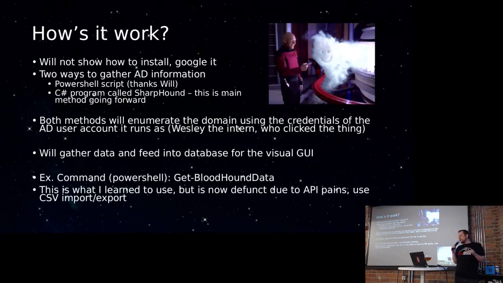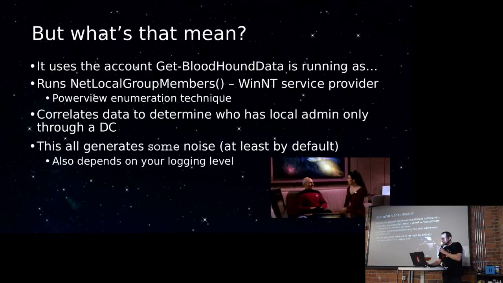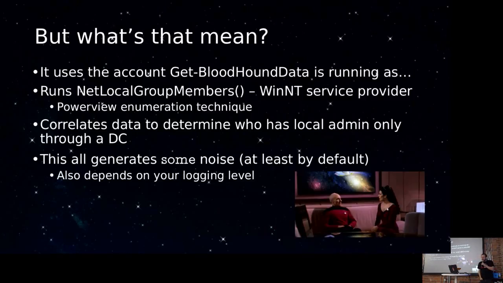There are some options that are now defunct, but they still kind of work, where you can actually run the command and directly feed it into the database, or you can just run the defaults and it will export out to a CSV, and then you can open up Bloodhound and import that CSV into the database. And that is the current recommended method. It's as easy as you can see, you have the example command in PowerShell, Get-BloodHoundData. That'll just run the defaults, export it to a CSV, and there you go. But what's that mean, counselor? So again, it uses the account whatever you launch the program running as.